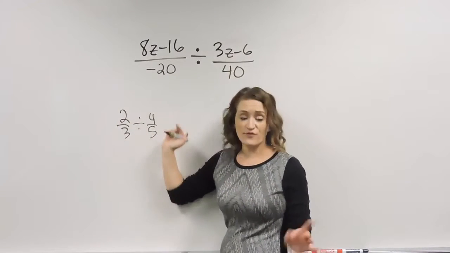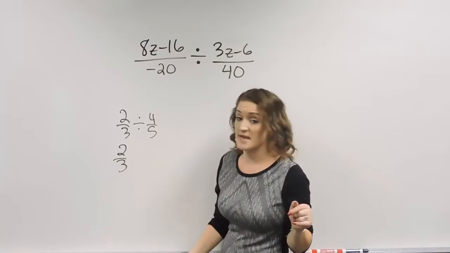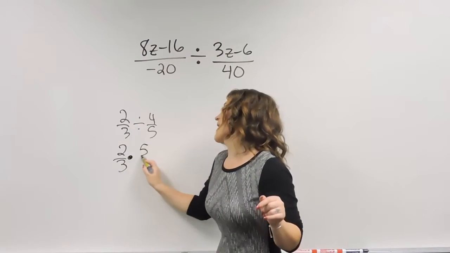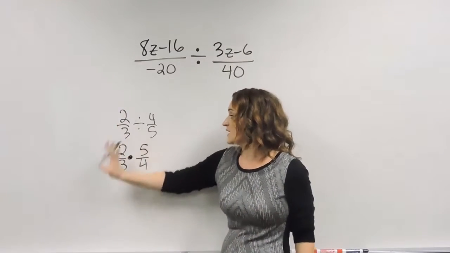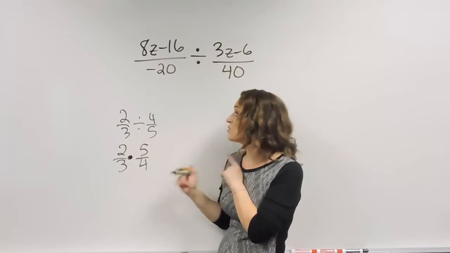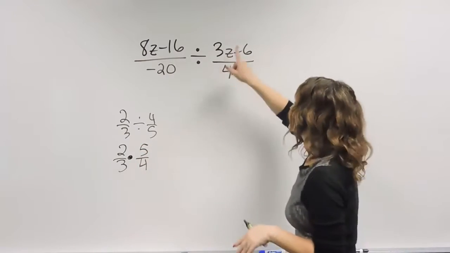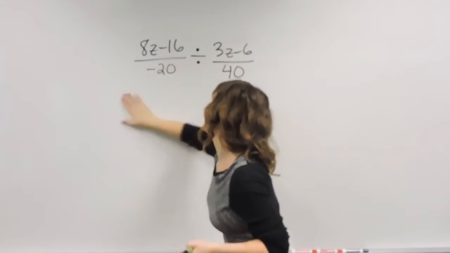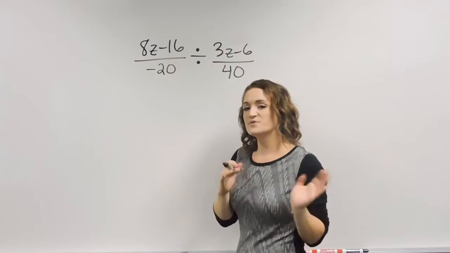To divide these fractions, the division rule says that the first one stays the same. We change the division symbol to multiplication, and we take the reciprocal, we flip the second one. So keep, change, flip. Those exact same rules that we would use to divide this would be the exact same rules that we use to divide rational expressions. So let's go ahead and use those rules and divide here. Keep, change, flip.